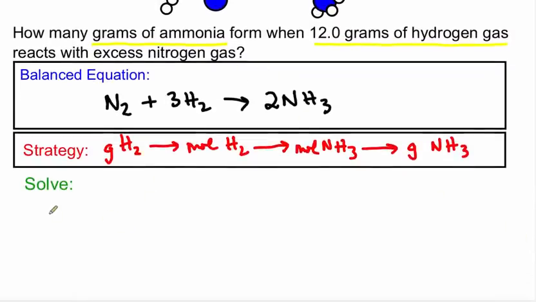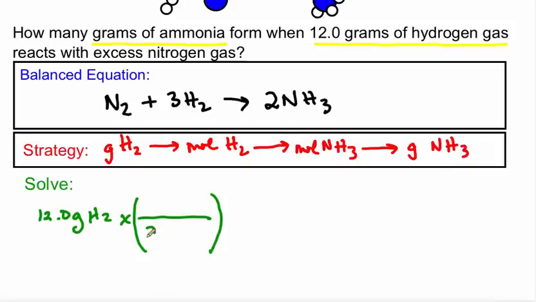Always start with the measured value. So our measured value is 12.0 grams of hydrogen. And then the next step, use a molar mass. And the molar mass for hydrogen, remember it's diatomic. So its molar mass is 2 grams per mole of hydrogen gas. And then that takes care of that first step. So we use the molar mass to go from grams of hydrogen to moles of hydrogen.